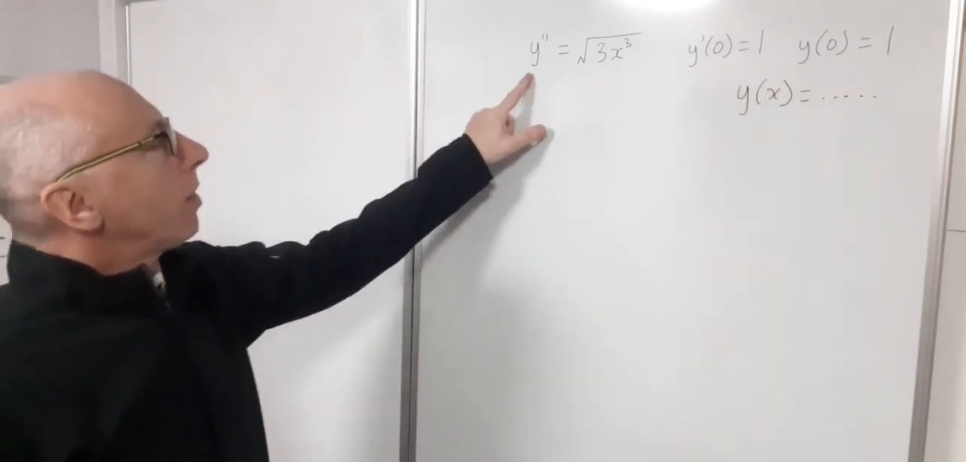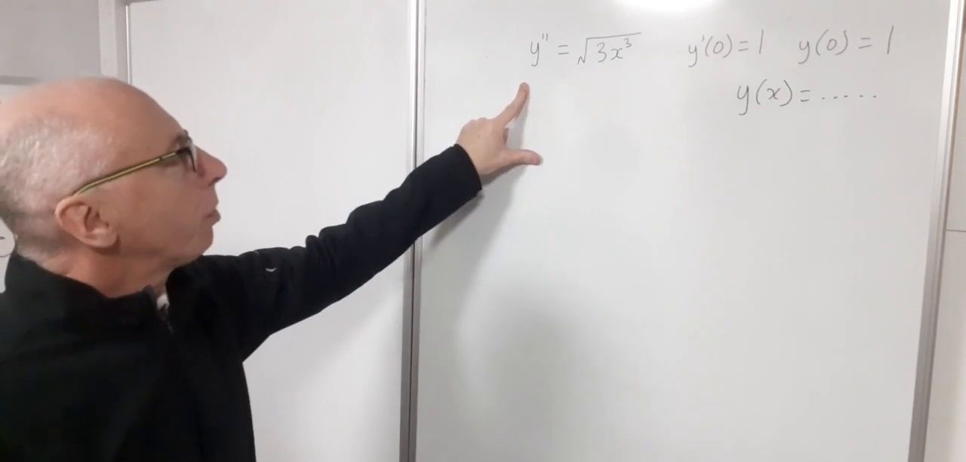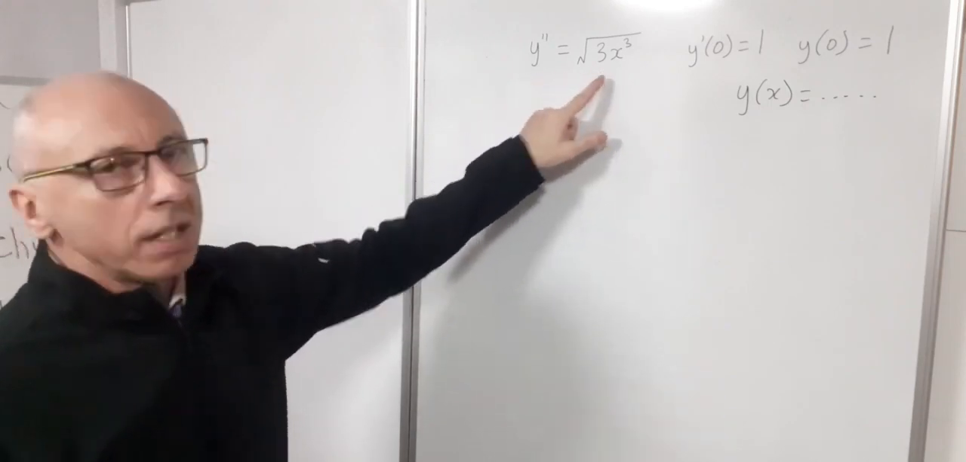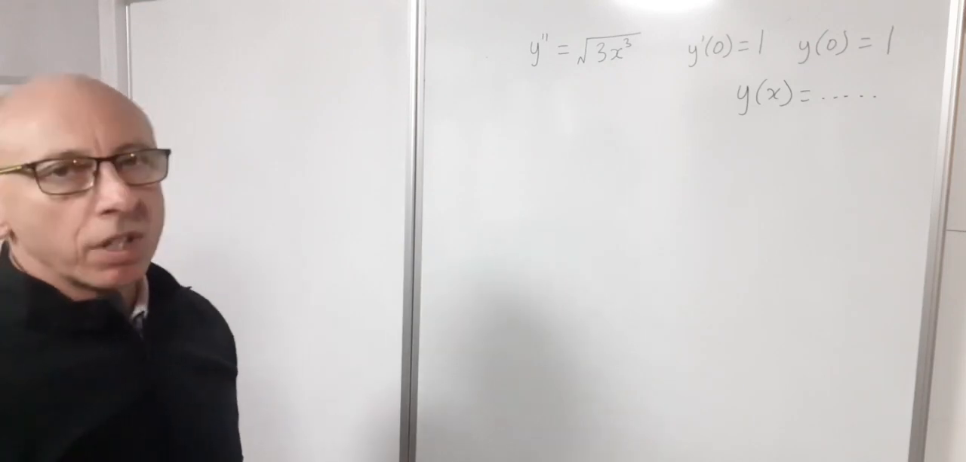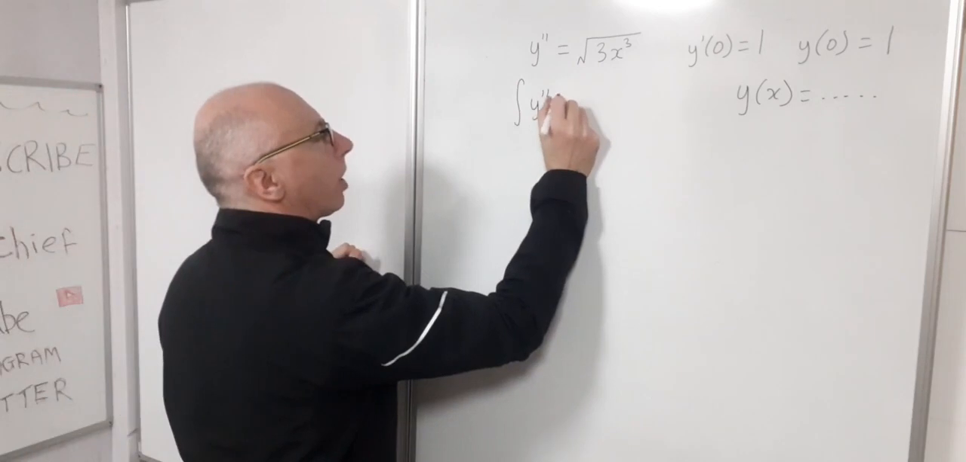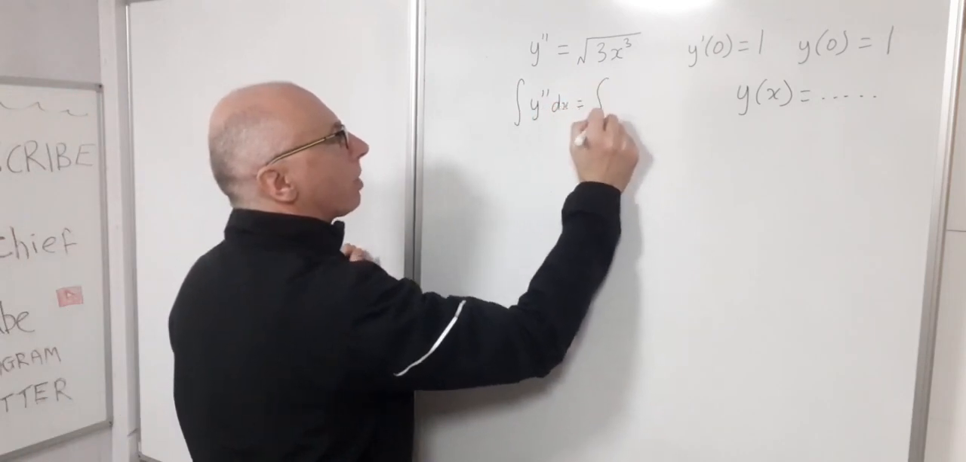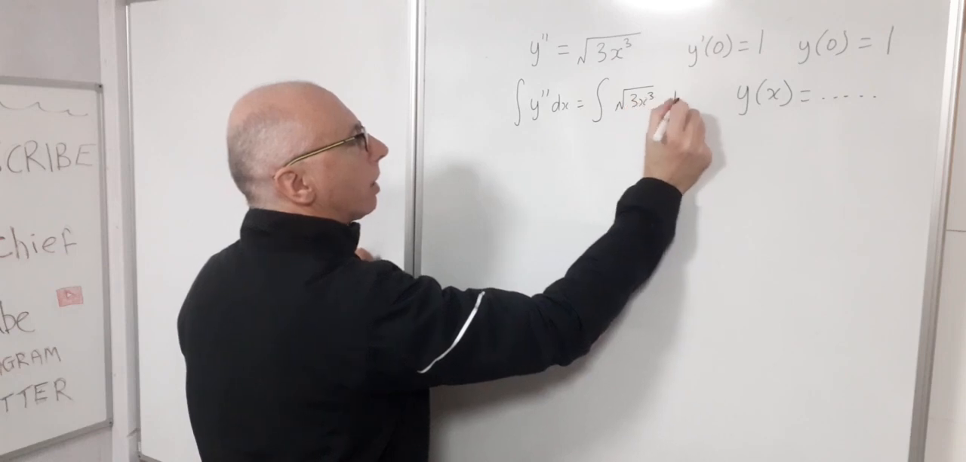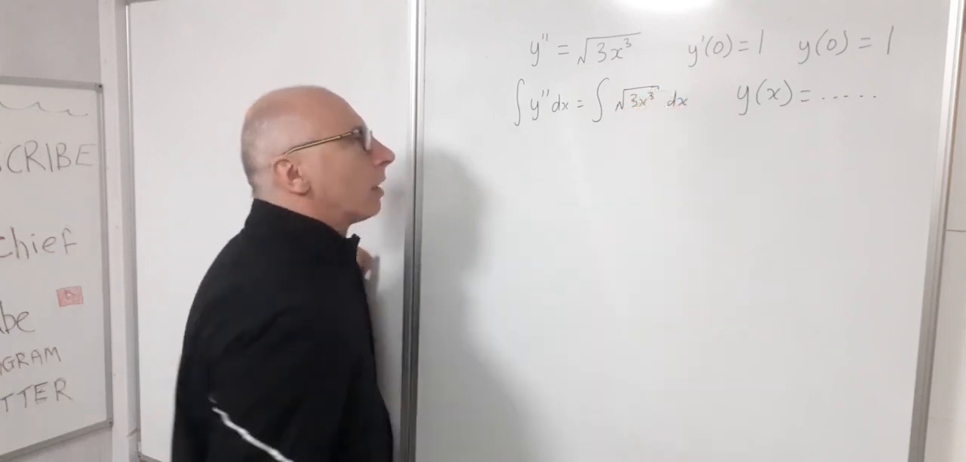Okay, now for this kind of differential equation problem, the best way to start is to integrate both sides with regards to x. So let's do that. The integral of y double prime dx equals the integral of the square root of 3x cubed dx.